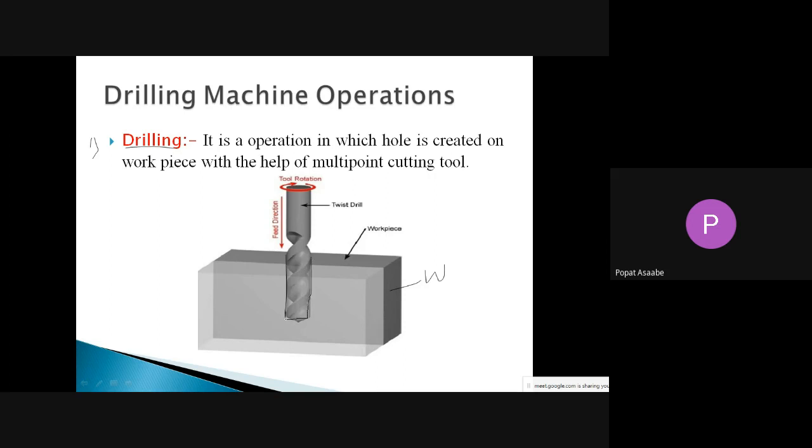We can produce such a hole with the help of the drill bit. We know that the drill bit is held in the spindle with the help of the chuck, and it rotates along with the spindle. When the drill bit is rotating and we give feed to the drill bit in this direction, it removes material from the workpiece and produces a hole. This process of producing a hole on a workpiece is called the drilling operation. It is a very basic operation we can perform on the drilling machine.